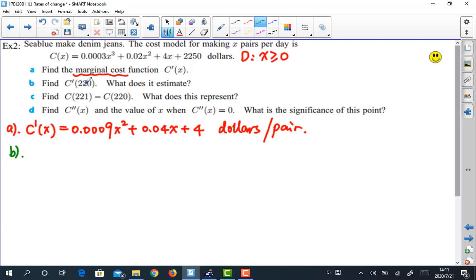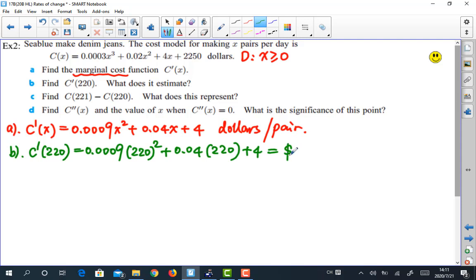B, find C prime 220. Based on this notation, I know what I need to do. C prime 220 means in the derivative function, in this first derivative function, I sub 220 in for x. So it should be 0.0009 times 220 squared plus 0.04 times 220 plus 4. So the result should be around $56.36 per pair.